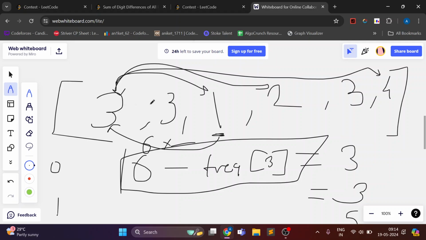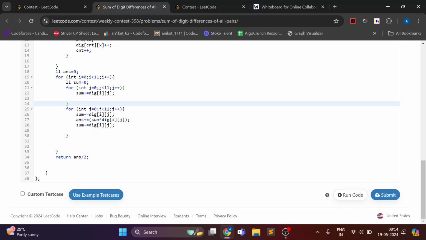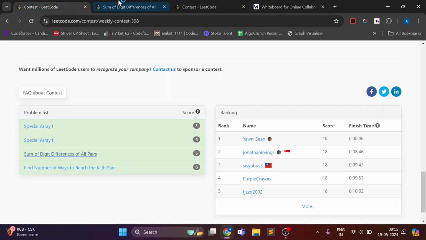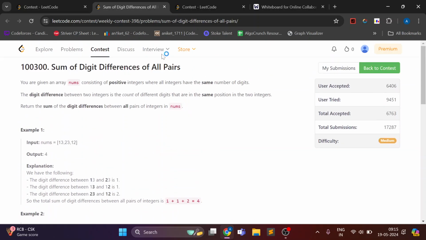For each occurrence of 3, the sum will be the same, right? 3, 3, 3. So I'm adding that sum times the occurrence of that digit in the ith place, updating the sum at every position, and finally returning the answer divided by 2. So this was the second question.